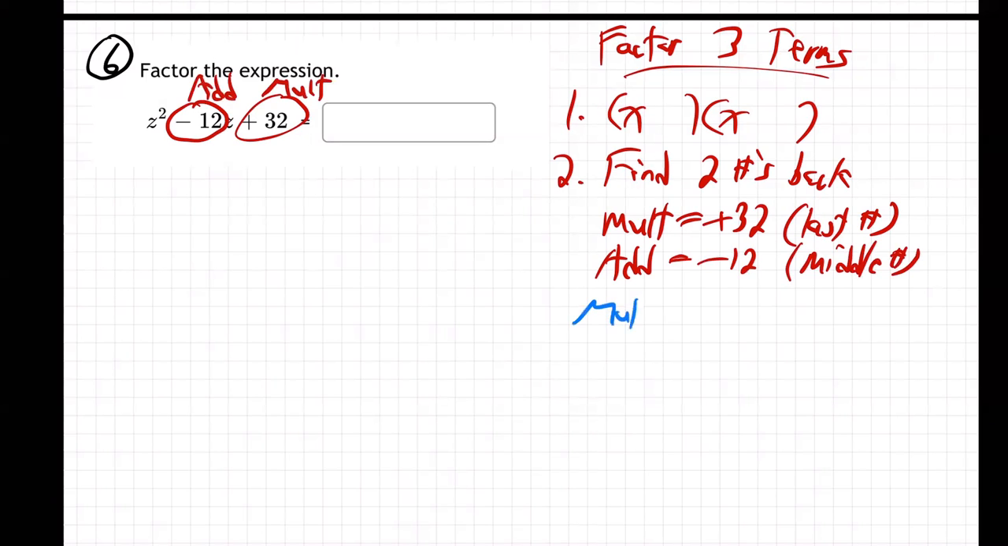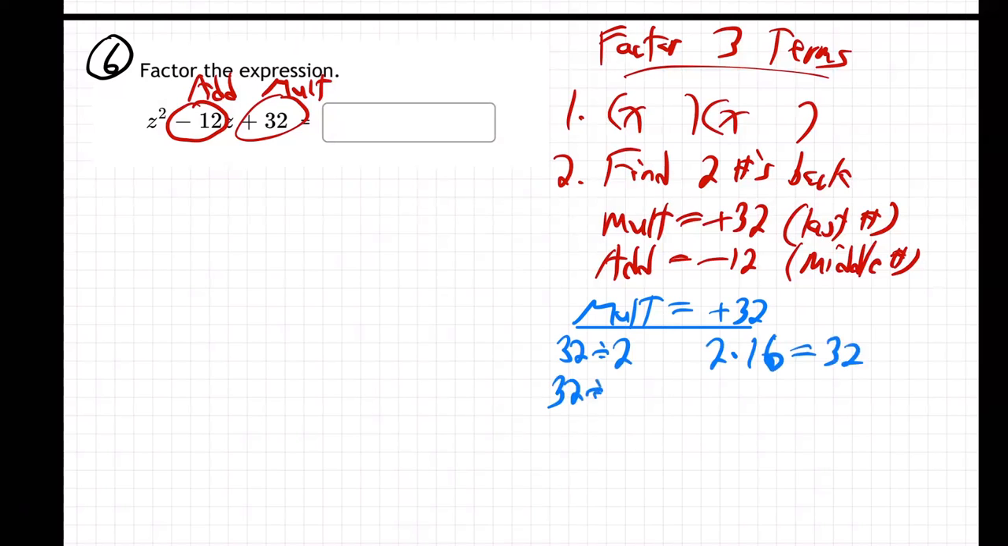Okay, so then we start with the multiply. Looking for 2 numbers that multiply to equal plus 32. So what are 2 numbers that multiply to equal 32? Well, you can take your calculator if you're not sure, and we can start with dividing by 2, and that'd be 2 times 16 equals 32. And we could divide by 3, but it'll be a decimal. Divide by 4, and it'll tell you 4 times 8 is 32.